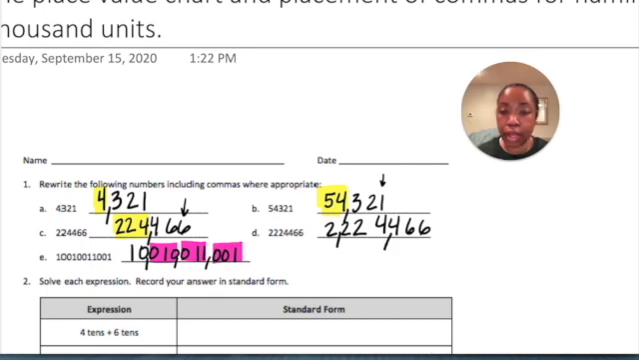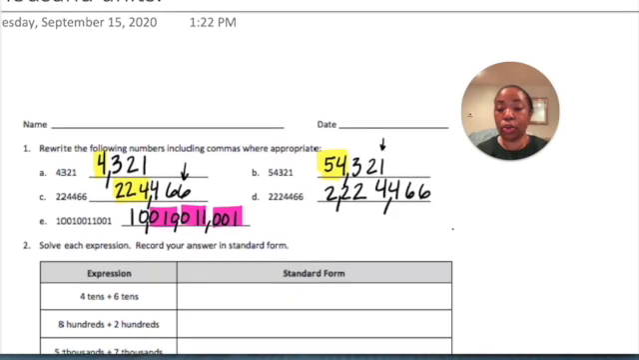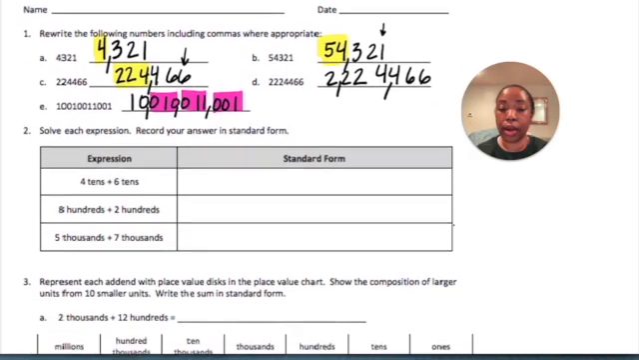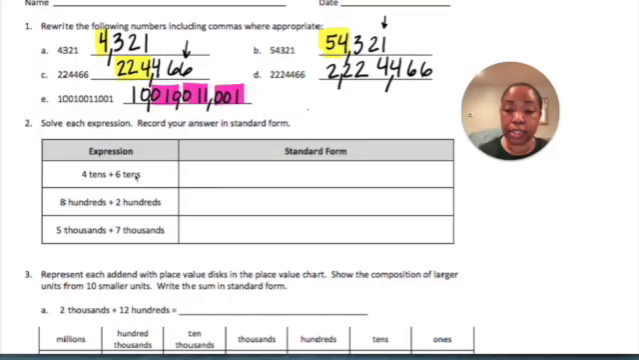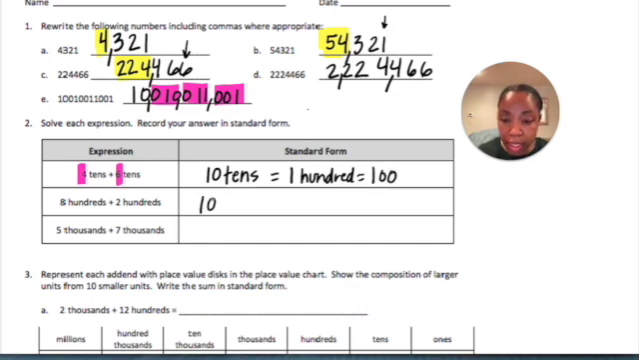All right, moving on. For 2, we're going to solve the expression and record our answer in standard form. Okay, so we have 4 tens plus 6 tens. I know that 4 plus 6 is 10. So that would be 10 tens, which is the same as saying 1 of the next place value, 100, which equals 100. 8 plus 2 is also 10, so that would be 10 hundreds. 10 hundreds is the same as 1,000.